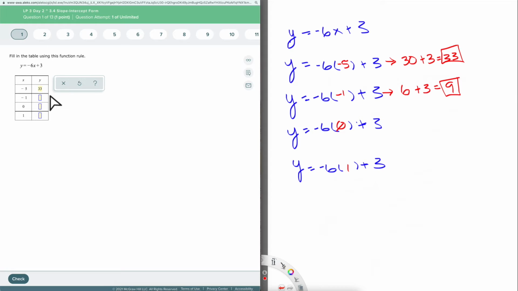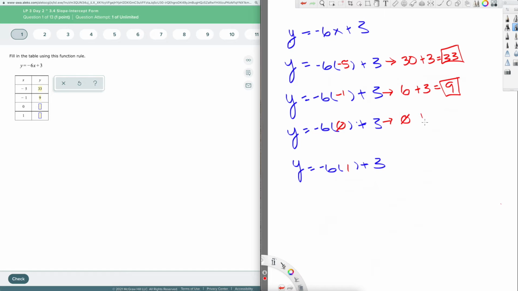Let's go and do that. Okay, so let's go here and go -6 times 0. Well, that's going to get me 0 plus 3. So 0 plus 3 is 3. So if x is 0, y is 3.